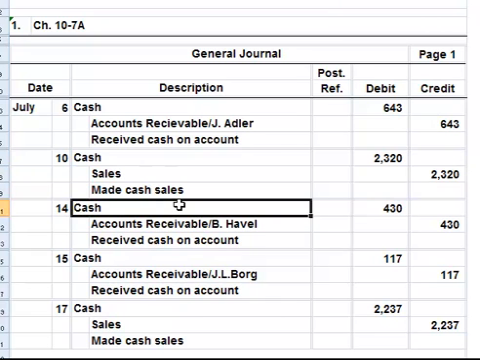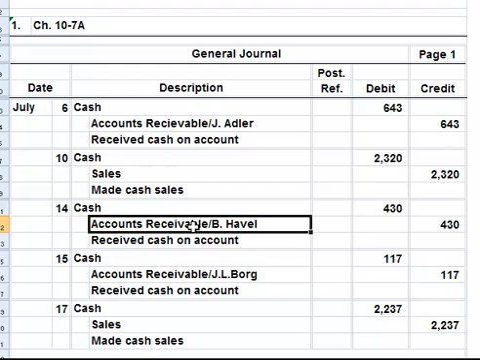On the 14th, Betty Havel made payment on account. She's coming in or sending us a check for $430. So we're going to debit and increase our cash account. And then we need to credit or decrease the accounts receivable and her specific account to show that she no longer owes us that $430.